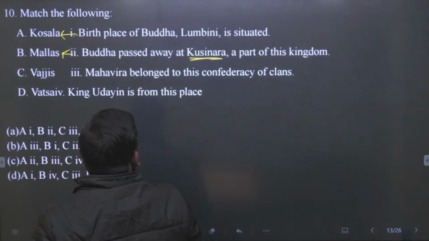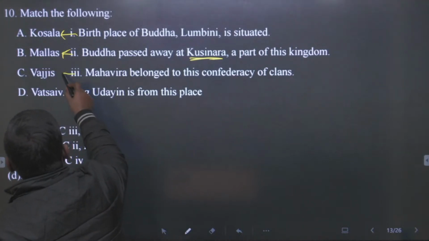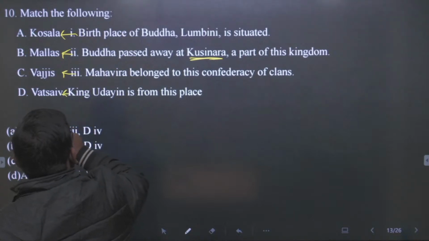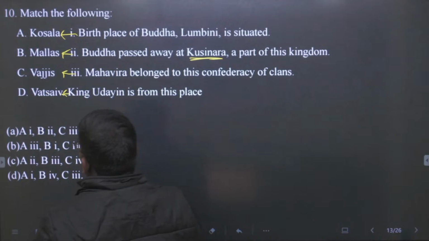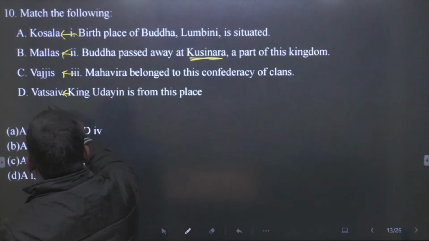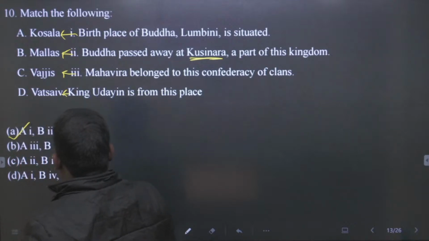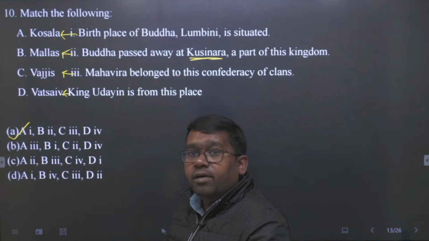Mahavir belonged to this confederacy of clans. Yes, Vajji. And Vatsa, King Udayan is from this place. So the answer will be Vatsa. So the answer of the question will be 1, same 1A, B2, C3 and D4. So A is the answer of this question. All right, students.